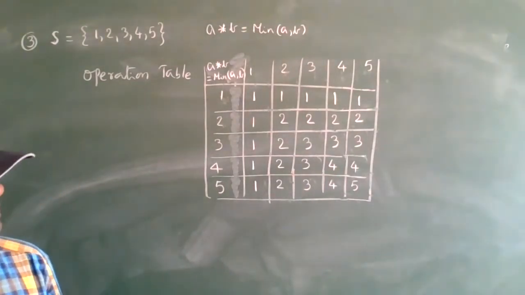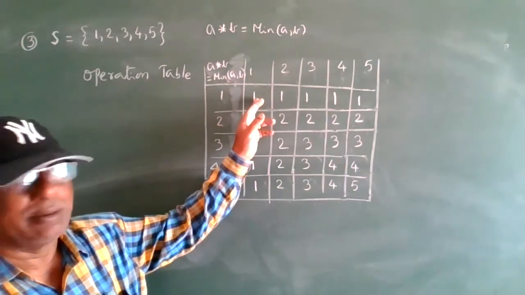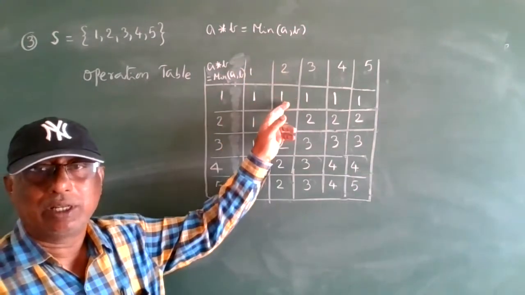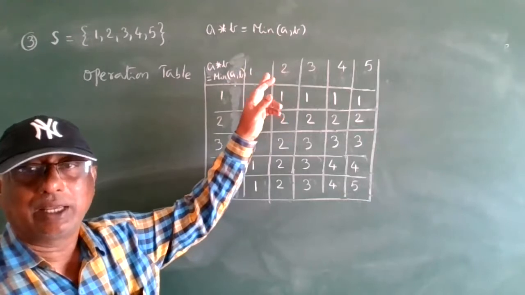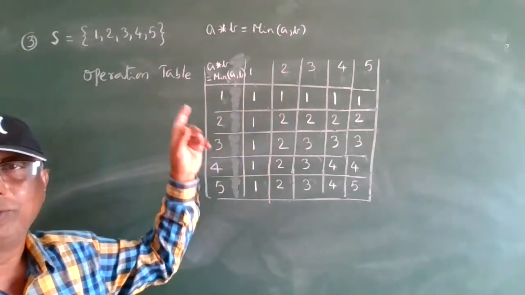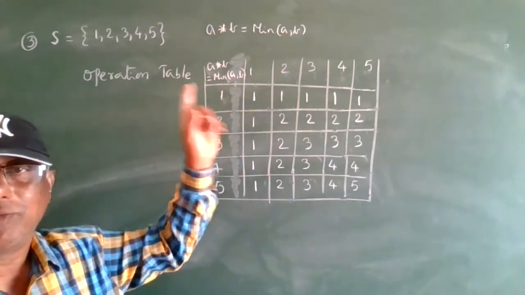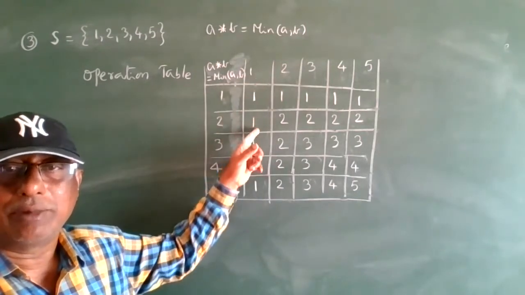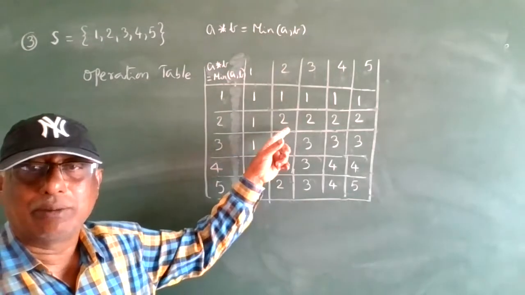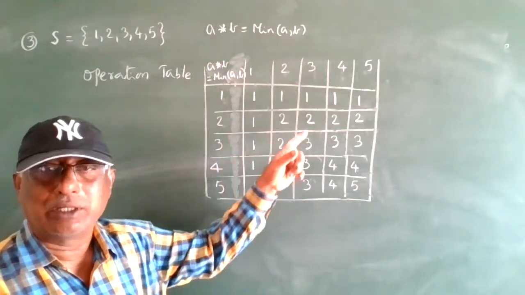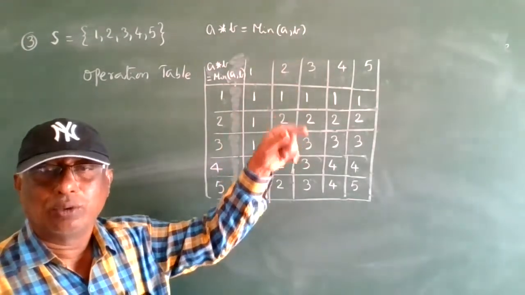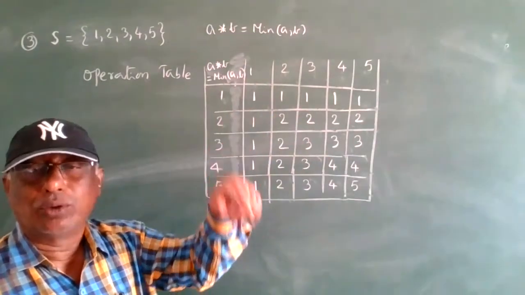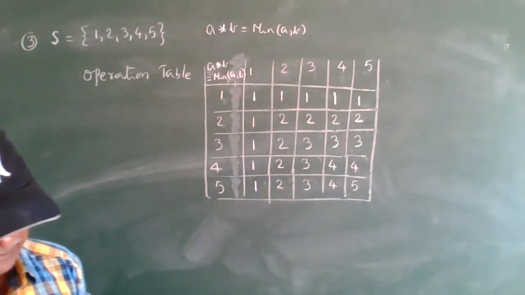Okay? 1 star 1, 1 is the minimum. 1 star 2, 1. 1 star 3, 1. 1 star 4, 1. 1 star 5, 1. 2 star 1, 1 is the minimum. 2 star 2, 2. 2 star 3, 2. 2 star 4, 2. 2 star 5, 2. That's okay, right?